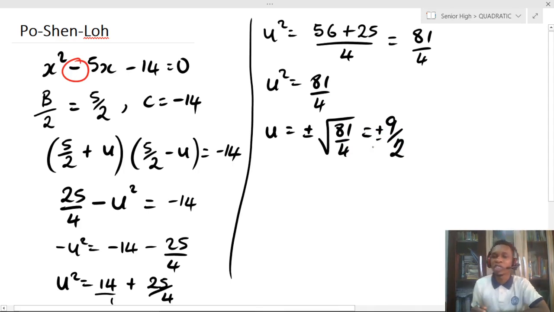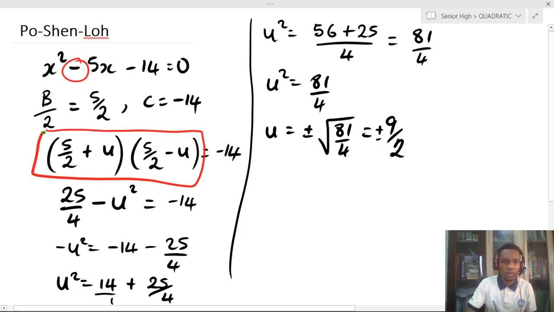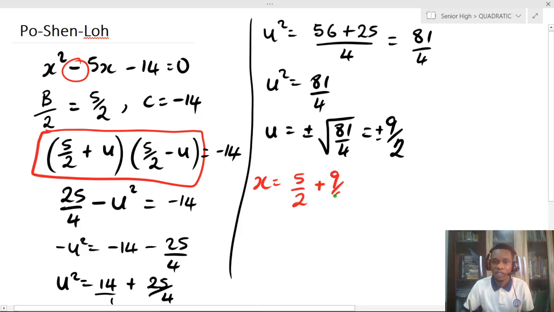Now, for the Po-Shen Loh method, this plus or minus doesn't matter. We can take either plus 9 over 2 or minus 9 over 2, because of what we'll do next. We bring this u value into the expressions we had earlier, but this time we only consider this part. We're no longer considering the equal sign. So x is equal to 5 over 2 plus 9 over 2, or 5 over 2 minus 9 over 2.